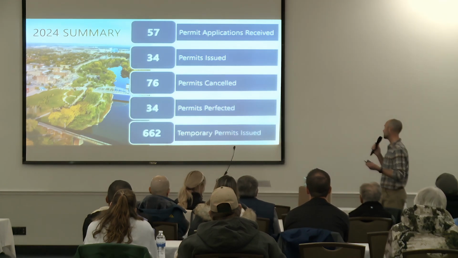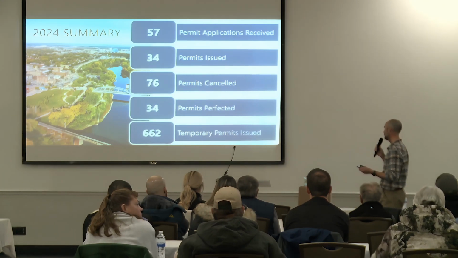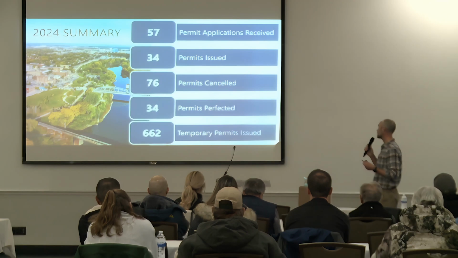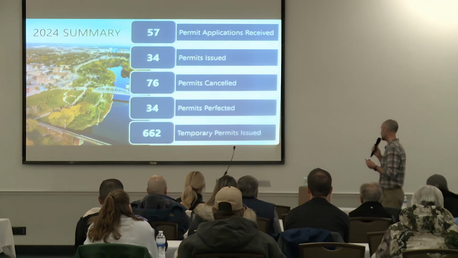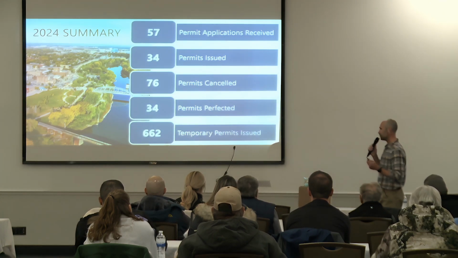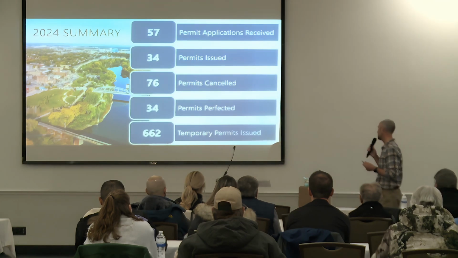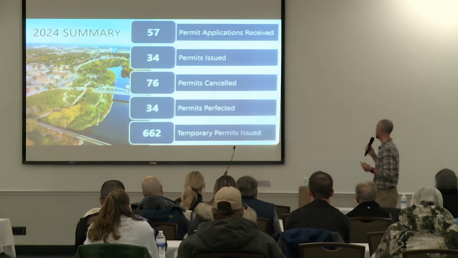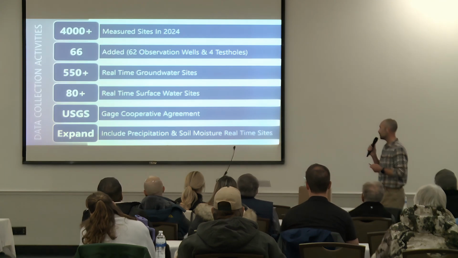And additionally, another portion of this is inspecting and verifying conditionally approved permits and then issuing perfected permits. And we were able to issue 34 perfected permits this year, and that number will increase a little bit before the end of the year. Another thing that's not up here is that those perfected permits require an inspection, and we were able to inspect 48 permits this year. And then finally, 662 temporary water permits were issued.